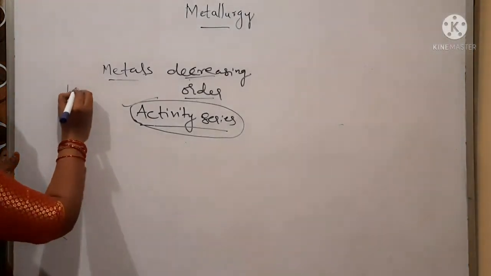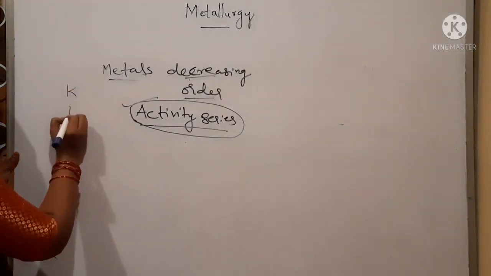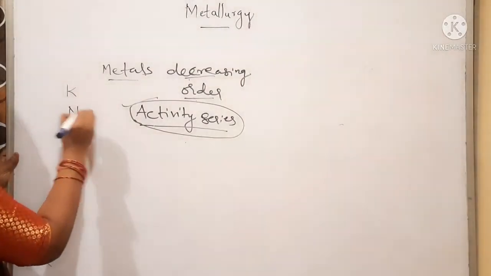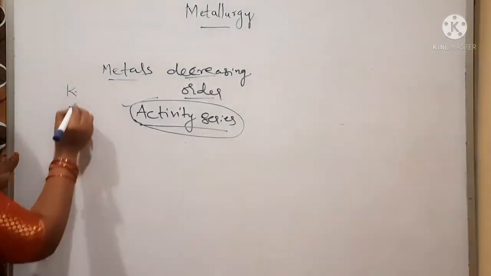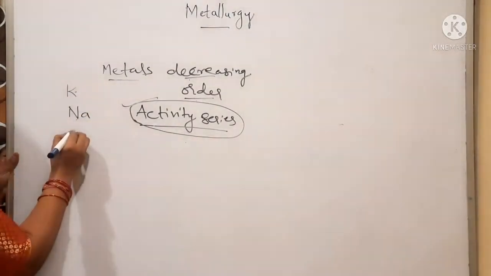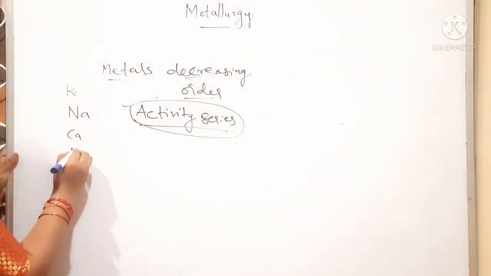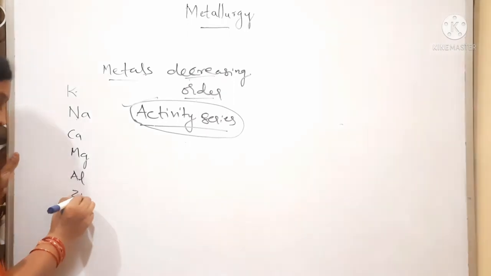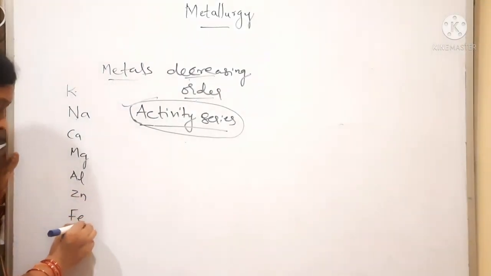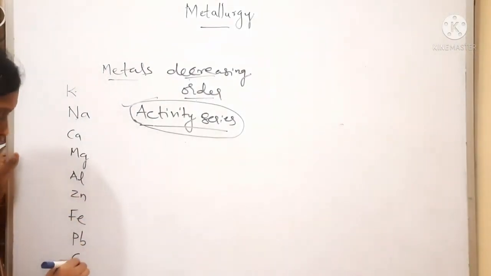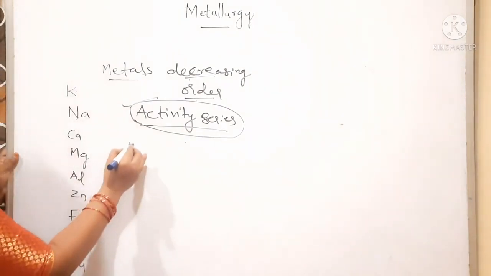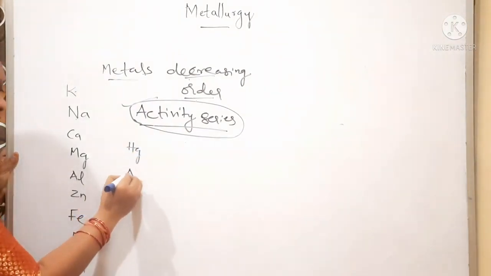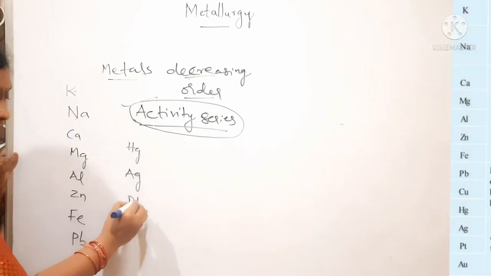And you have to exactly remember this order, which is very important from the exam point of view. First one is potassium, sodium, calcium, magnesium, aluminium, zinc, iron, lead, copper, mercury, silver, platinum and gold.